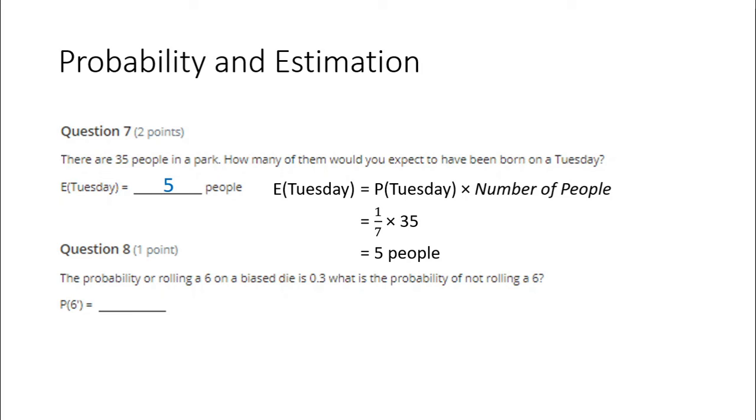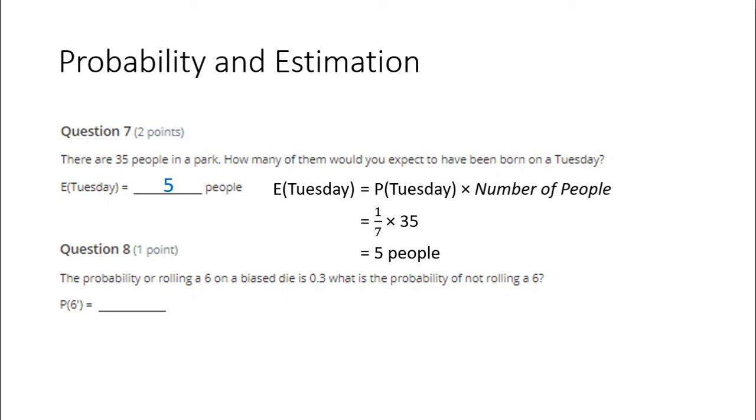Question 8, the probability of rolling a 6 on a biased die is 0.3. So this is no longer theoretical probability because the die is not equally likely to land on each of the different numbered faces. We're told the probability. It's 0.3. What's the probability that it doesn't land on a 6? So it lands on any other number.